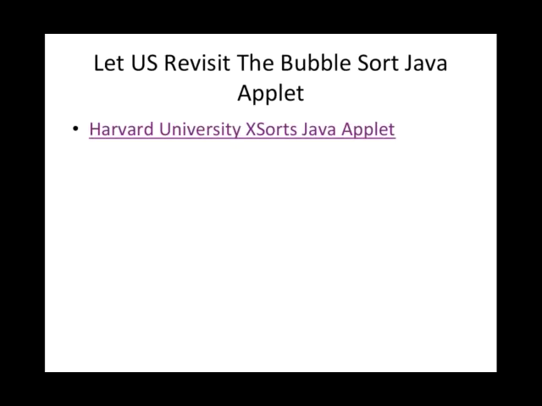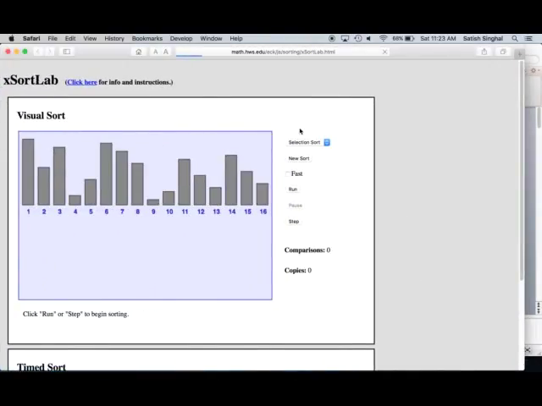Okay, so first of all, we want to revisit the Bubble Sorts Java applet at Harvard University's Sorts Java applet website. Let's click on that one. This is the Java applet. We're going to show you how the bubble sort works. So let's pick the bubble sort first.